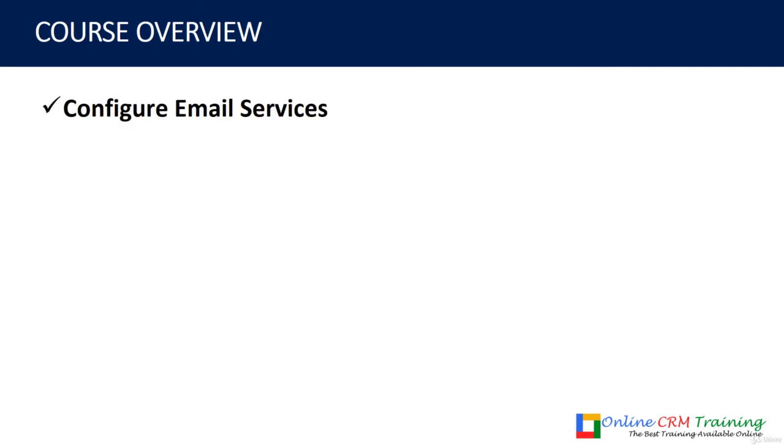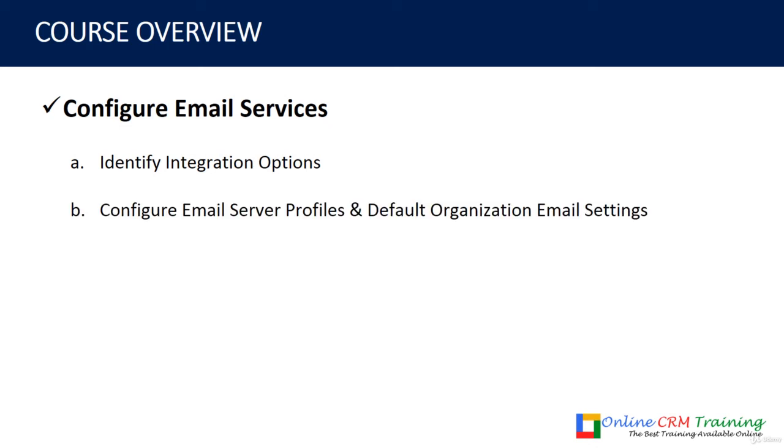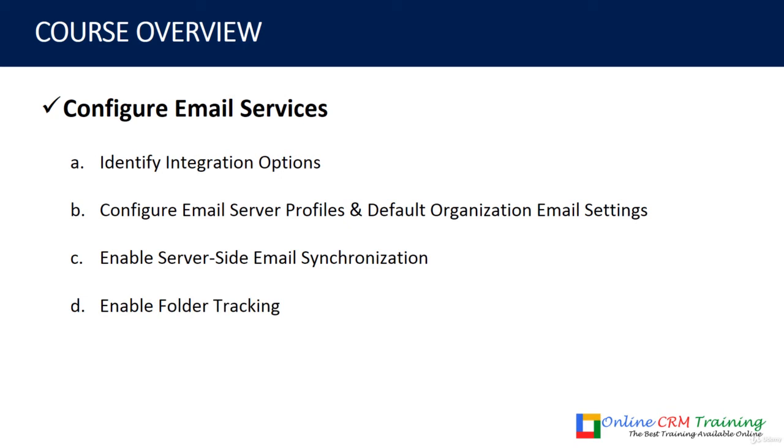Then you will learn about how to configure Dynamics 365 email services. So first you will learn different integration options in email services. As you know, Dynamics 365 doesn't have any inbuilt email management solution, right? So it integrates with other applications. Then we'll see how you can configure email server profile and also the default organization email settings that you can do, right? Also, you will learn one type of email services, that is server-side mail synchronization. So you will learn how to enable server-side email synchronization and how you can send and receive emails using this model.